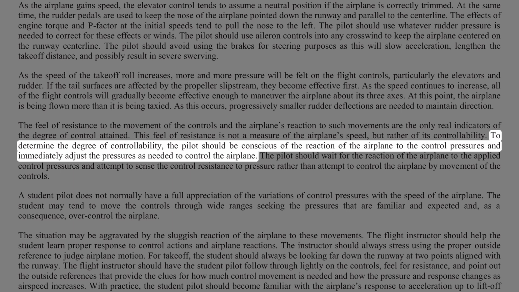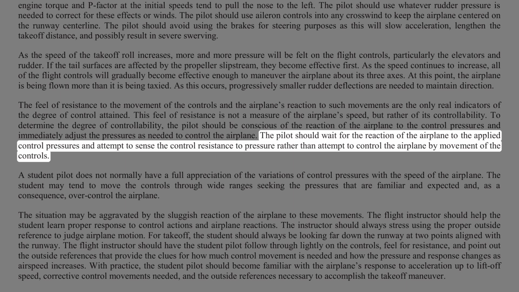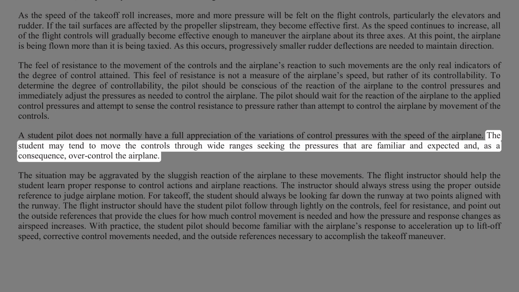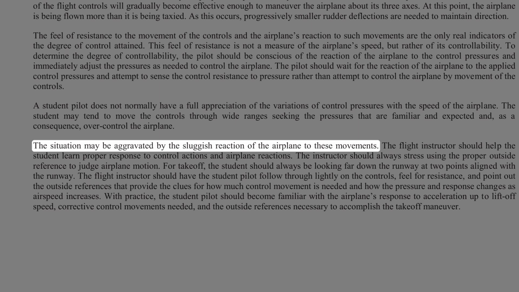To determine the degree of controllability, the pilot should be conscious of the reaction of the airplane to the control pressures and immediately adjust the pressures as needed to control the airplane. The pilot should wait for the reaction of the airplane to the applied control pressures and attempt to sense the control resistance to pressure rather than attempt to control the airplane by movement of the controls. A student pilot does not normally have a full appreciation of the variations of control pressures with the speed of the airplane. The student may tend to move the controls through wide ranges seeking the pressures that are familiar and expected and, as a consequence, over-control the airplane. The situation may be aggravated by the sluggish reaction of the airplane to these movements.